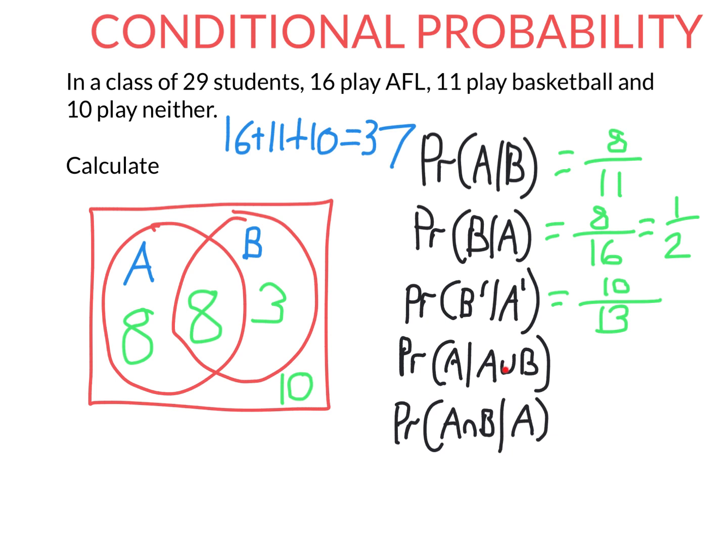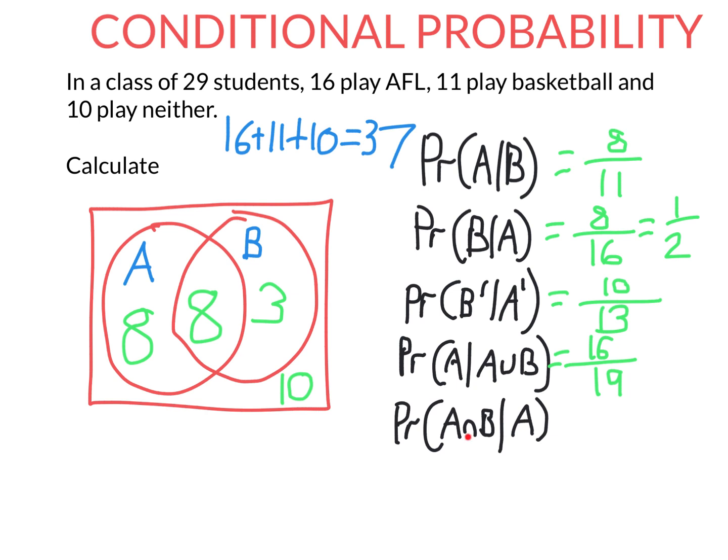So if you've forgotten, this symbol here means or, union. So this says A or B. We know that we're in A or B. Now, A or B is the whole circle. It's these 19 people, everything inside the circles. So there are 19 people who play either AFL or basketball or both. We're saying what's the probability that we're in A given that we're in these circles. So there are 16 in the A circle out of the 19 inside at least one of the circles.